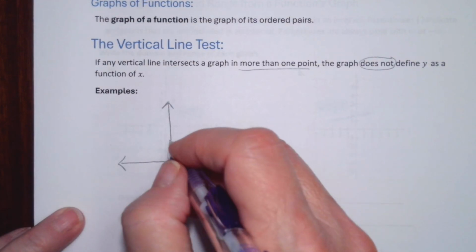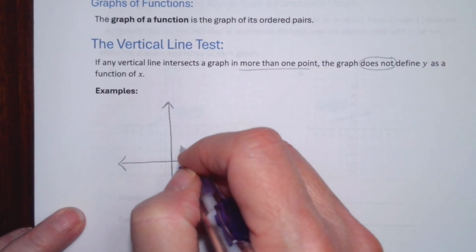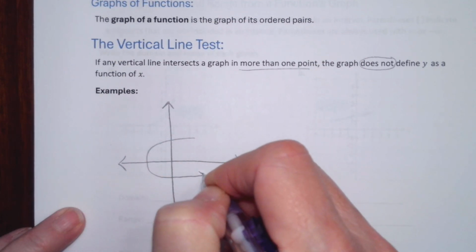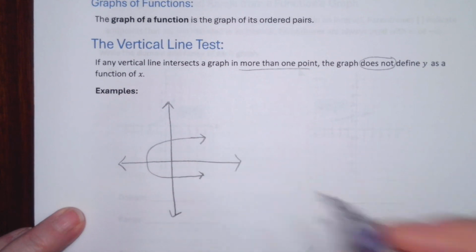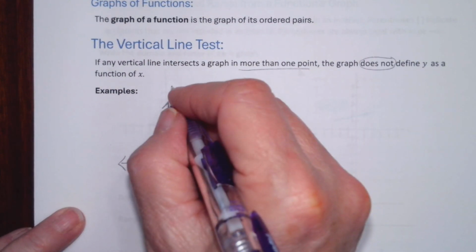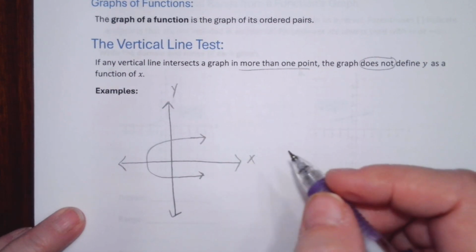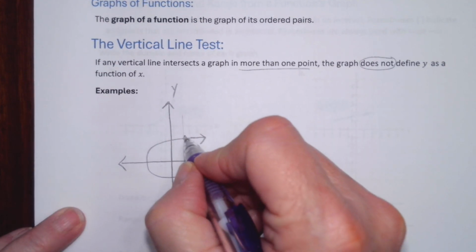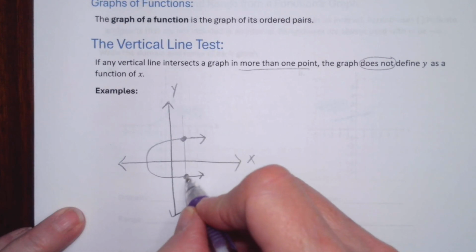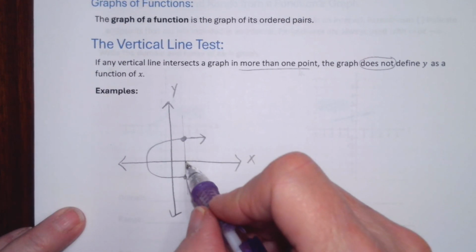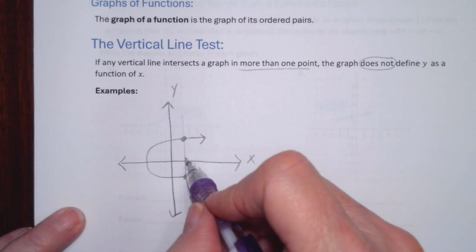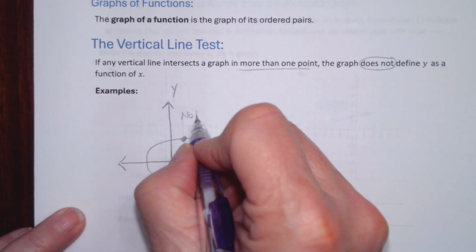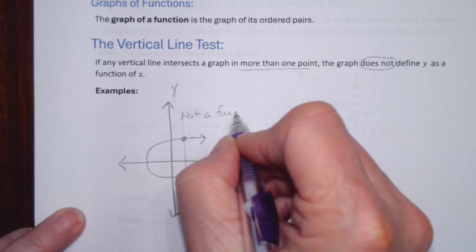In other words, if I had something that looks like this, and this is x, this is y, this is x. If I was to draw a vertical line, notice that my vertical line touches this graph in two places. What that tells me is for this x value, I have two answers, two y values. So this would be considered not a function. I couldn't call this graph a function.